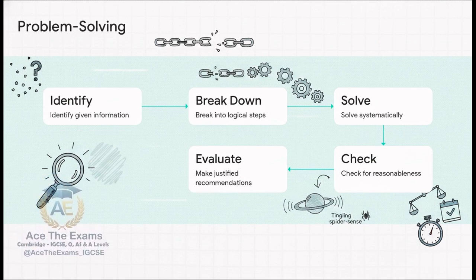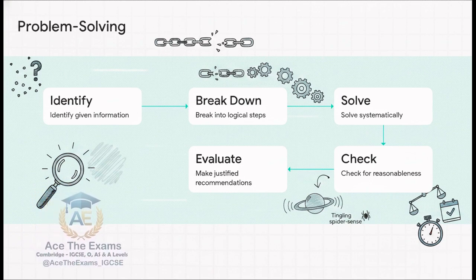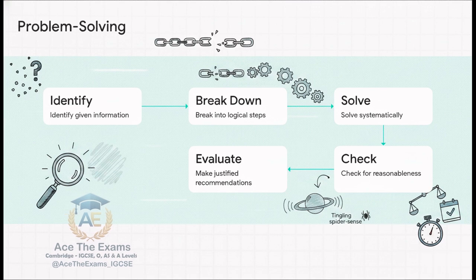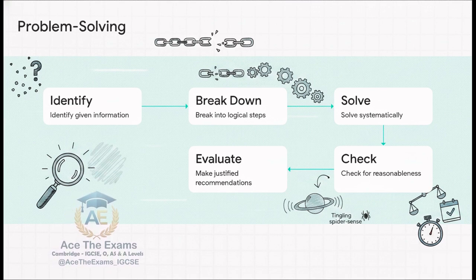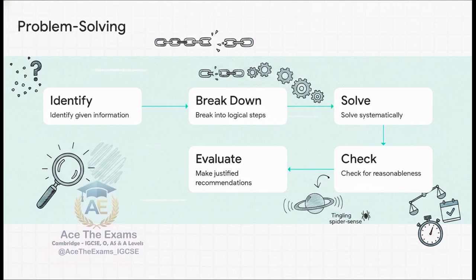Step 2, break the problem into logical steps rather than trying to solve a massive multi-mark calculation all at once in your head. Step 3, solve systematically using the clear notation we talked about earlier. Step 4, check for reasonableness. Seriously, take a second and look at your answer.